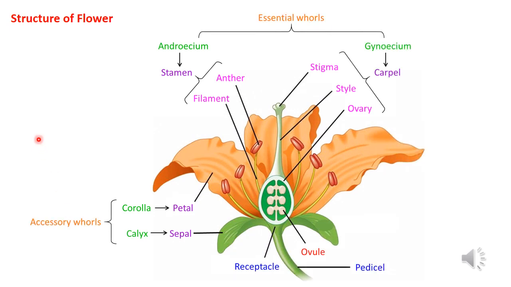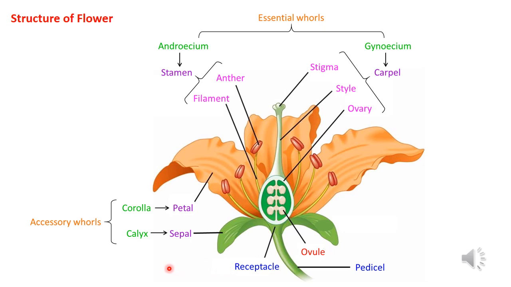Now we will talk about the structure of a typical flower. Each flower is a reproductive organ developed on the plant. It is attached to the plant body by means of a stalk-like structure known as pedicel. Each pedicel has a flat end known as receptacle, on which all other floral organs are arranged.